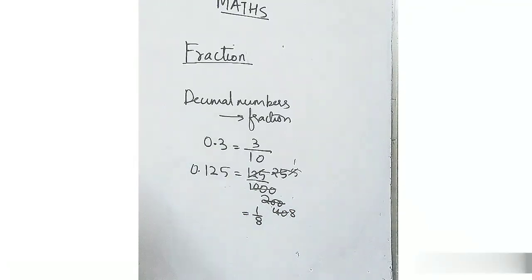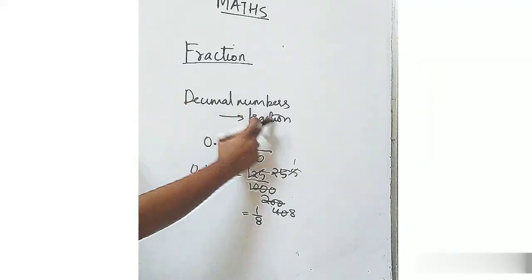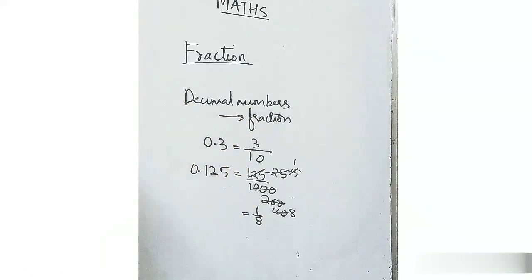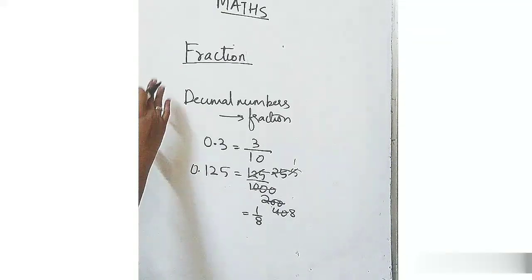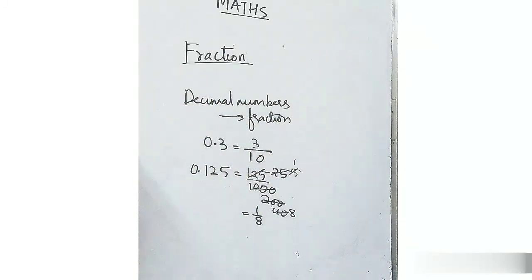You can simplify, students. When they ask decimal to fraction, you have to simplify. You should know how to simplify it. Okay, this is the conversion of decimal numbers to fraction. Once again I repeat, as many digits as we have after the decimal point, that many 0s should be put in the denominator to make it a fraction. This is the rule.